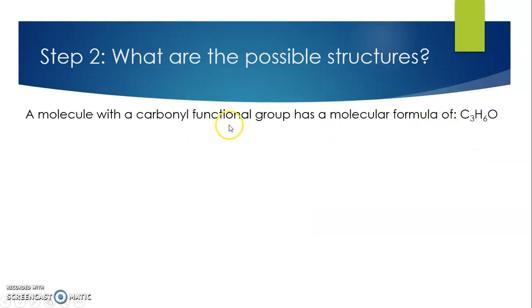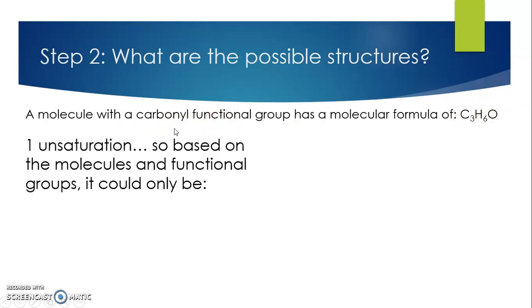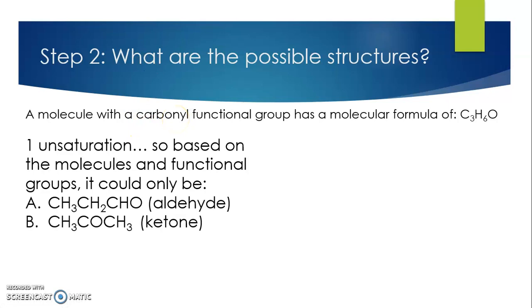And then step 2 is, what are the possible structures? What kind of structures can we write down based on the molecular formula and the functional group that is already given to us? Well, it has one unsaturation, and that's probably because of the carbonyl group. So based on the molecule and functional group, it can only be these 2. It can either be a ketone or an aldehyde. I do not think you can write another kind of structure containing a carbonyl functional group that is different from these 2.